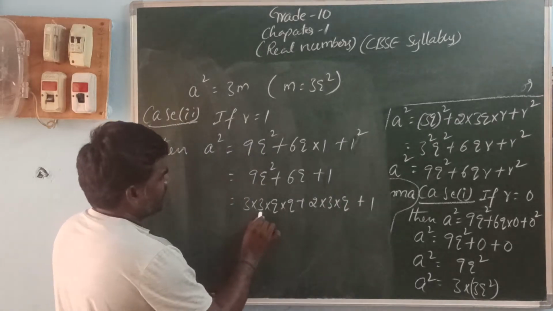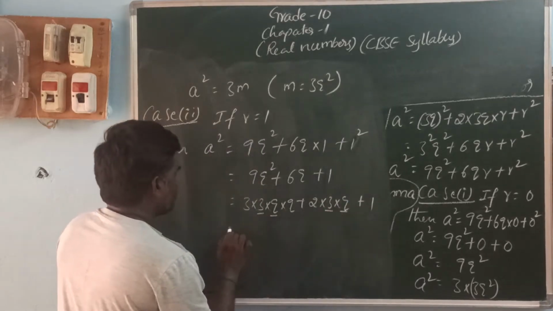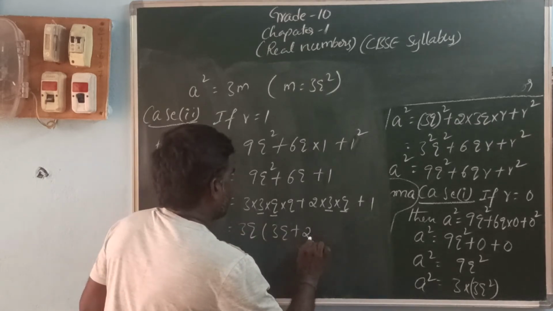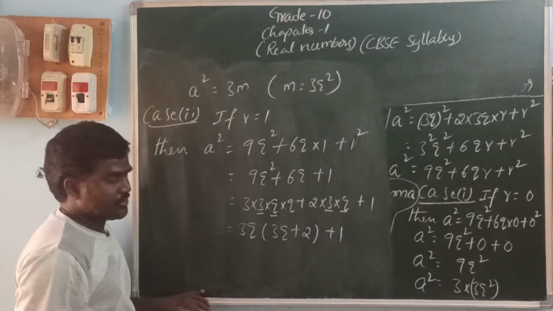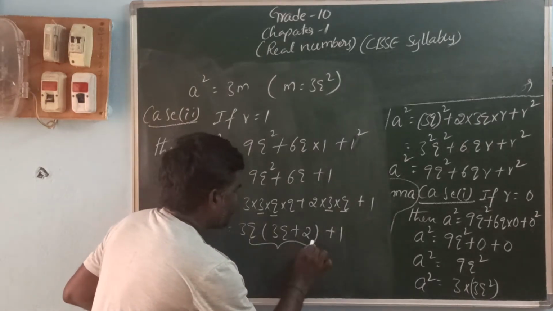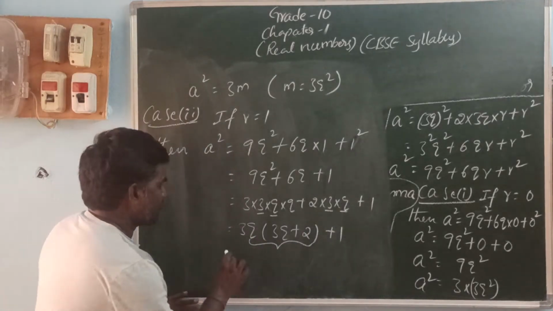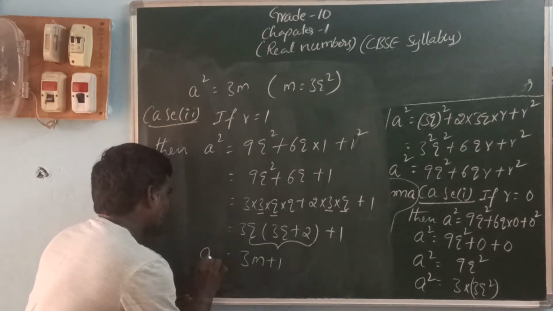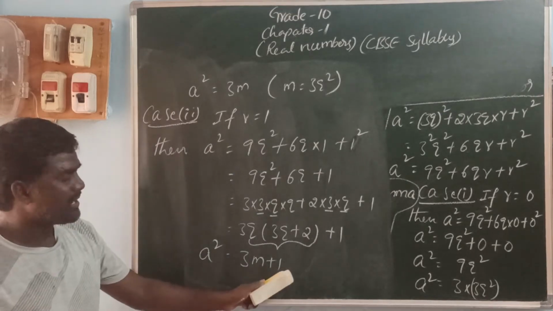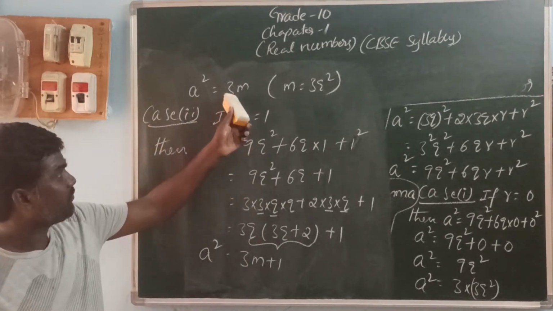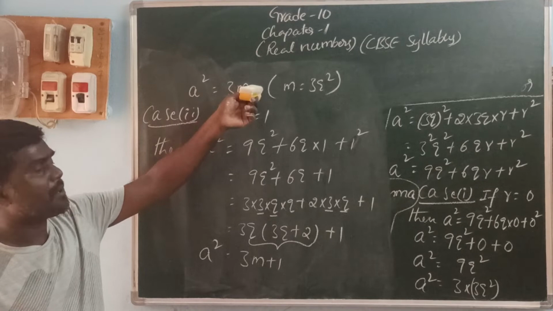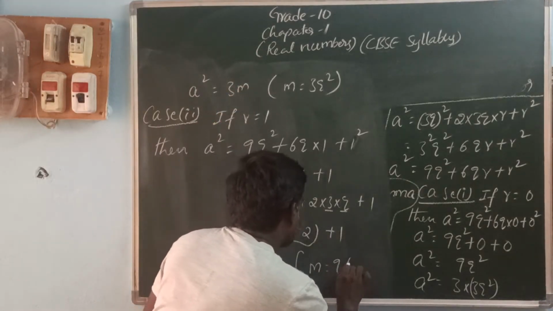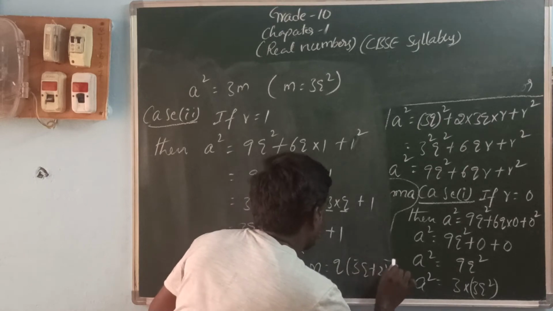In these two terms, what is common? 3q. So taking 3q outside, what remains is 3q plus 2, and then plus 1. Here q into (3q plus 2) is an integer. So in the place of q(3q plus 2), we take m. So the square of an integer is in the form of 3m plus 1. Here m is q into (3q plus 2).